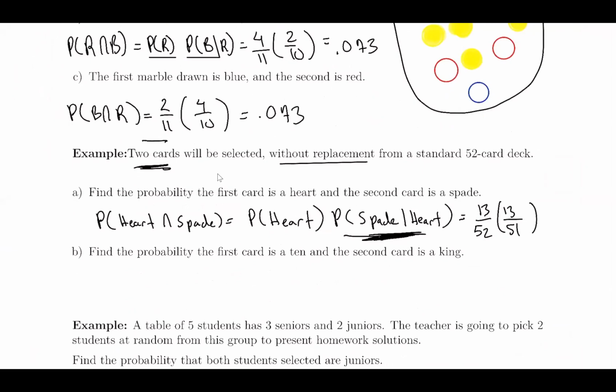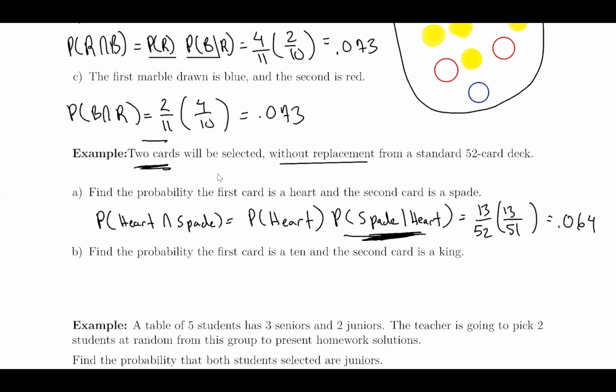So if I do 13 divided by 52 times 13 divided by 51, this will equal 0.064. And that's it for A. Any question in regard to A?